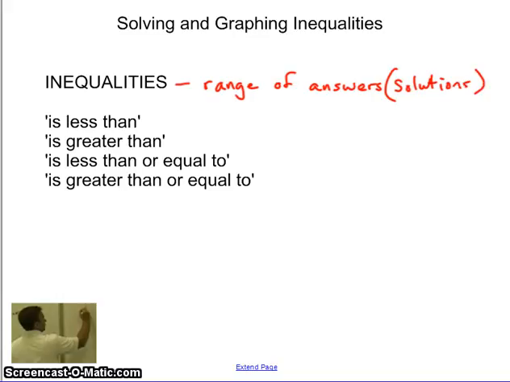Okay. And then just quickly going over the inequality signs, which we did earlier in the year. Is less than, looks like this, is greater than, is less than or equal to. Similar to the less than sign, but with the line underneath, is greater than or equal to. Which means our solution can be greater than or equal to the amount given.